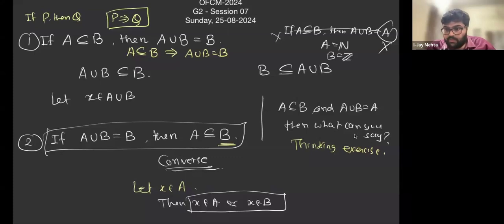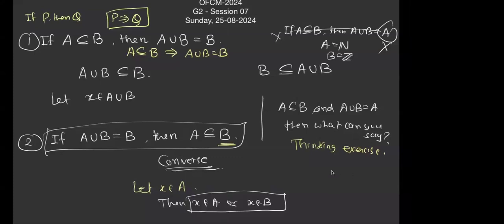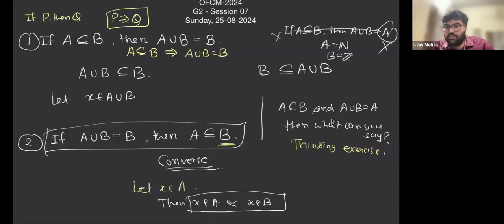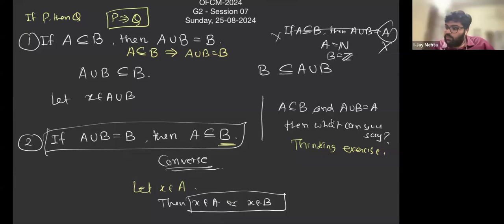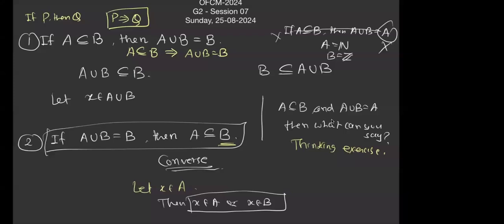Okay. Do we know anything about A union B? Divya, what was given in statement number 2? A union B is equal to B. Yes, so X is in A union B, so can I say X is in B? Yes, because they are equal. Yes, that's our goal.